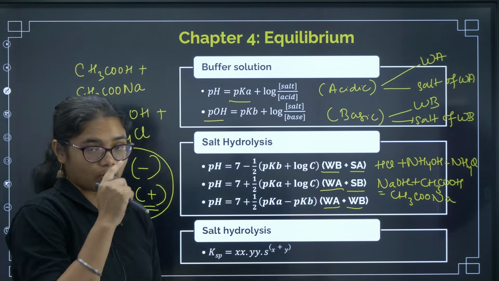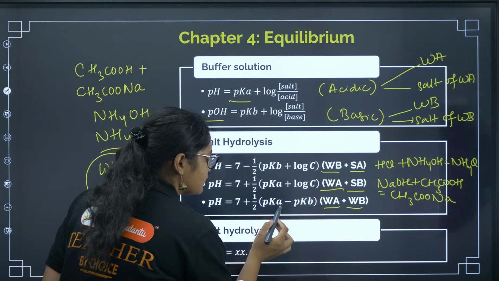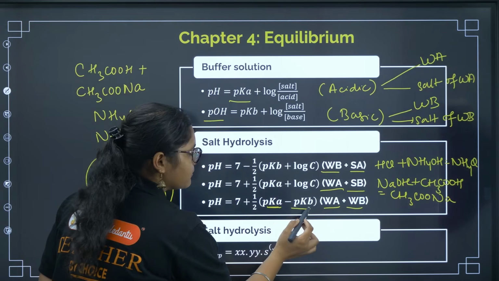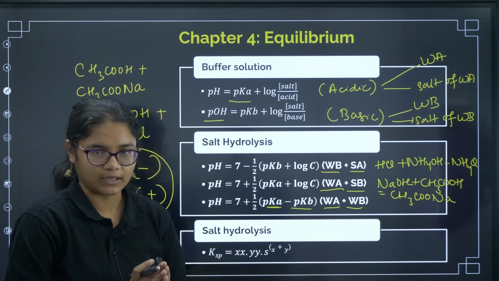Now when there is a combination of weak acid and weak base, in that case also, before the acid there will be positive, and before the base there will be minus. Okay, so 7 plus half pKa minus half pKb.